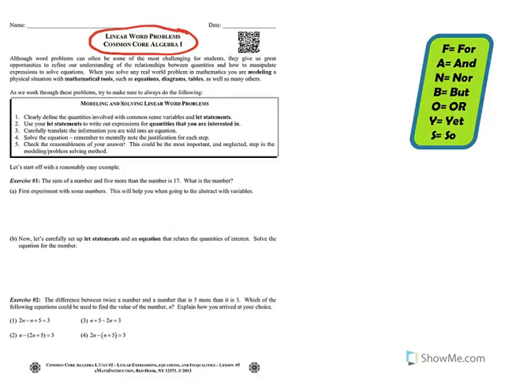If you start off with a little bit of structure in what you're doing, it's always very helpful. So here are some steps for us to take a look at. Clearly define the quantities involved with common sense variables and let statements. I don't know what that means. Second one, use your let statements to write out your expressions for quantities that you are interested in. I do like this one.